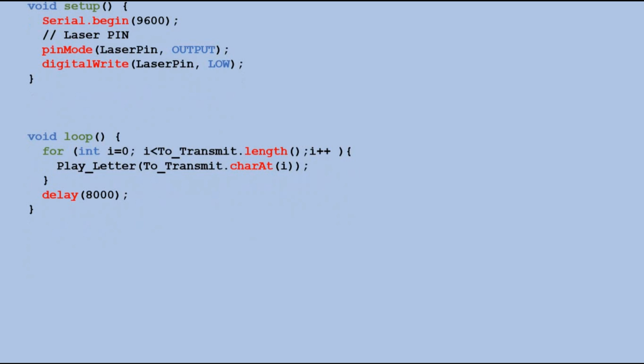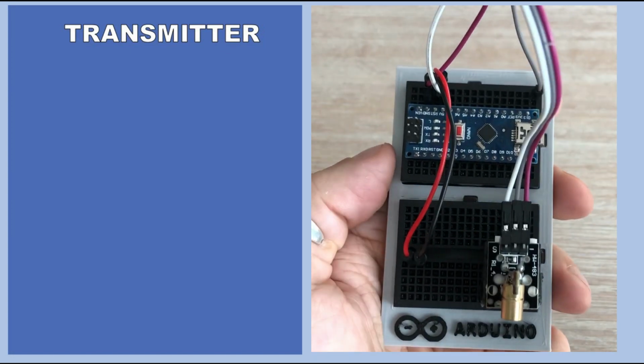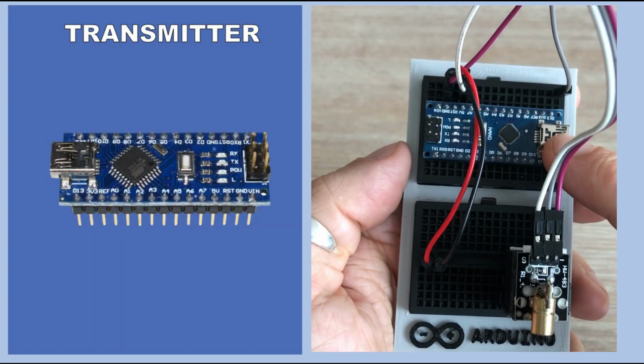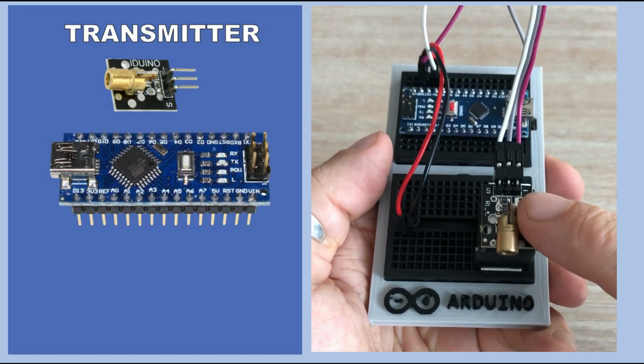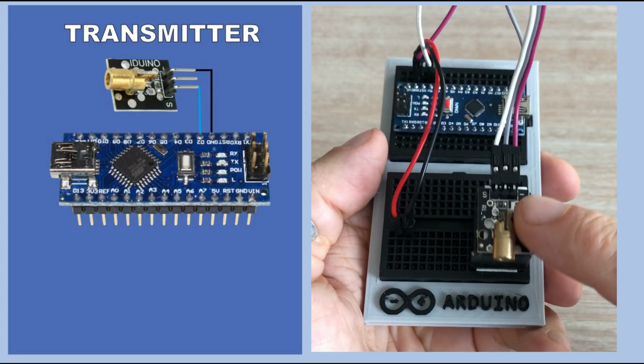It's time to connect all required parts for this stage of our project. Let's start with the transmitter. So we need Arduino Nano and laser transmitter module. Minus pin is connected to Arduino ground, and signal pin can be connected to any output pin of Arduino. Here we connect it to digital pin 2. You just need to remember to adjust the transmitter code to reflect that connection.